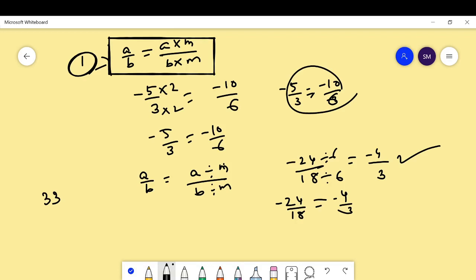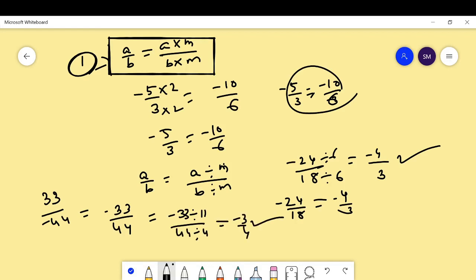Suppose for example 33 upon minus 44. This is not in standard form. Take the minus sign into the numerator. This is equal to minus 33 upon 44. Still this is not in standard form because 33 and 44 are not in lowest terms. They have a common factor; they both can be divided by 11. When we divide both the numerator and denominator by 11, we get minus 3 by 4. Yes, this is the standard form of the rational number. So we can express 33 upon minus 44 in standard form as minus 3 upon 4.